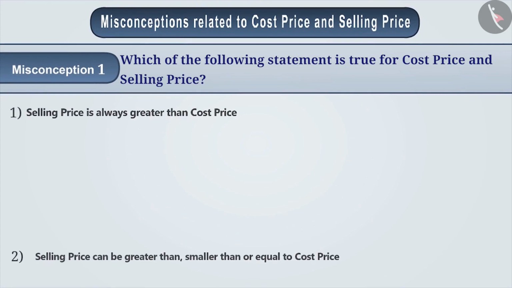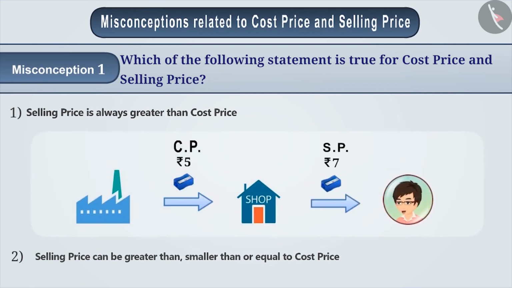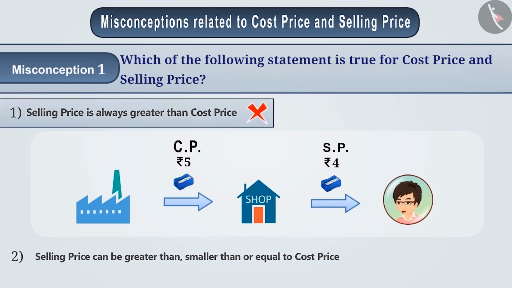Some students believe that the selling price is always greater than the cost price because they think the items purchased are always sold at higher prices so that it can be a profit. They do not understand that an item can be sold at a price lesser than the cost price, which may cause a loss. Therefore, selling price is always greater than the cost price is an incorrect statement. In many situations, selling price could be less than the cost price.